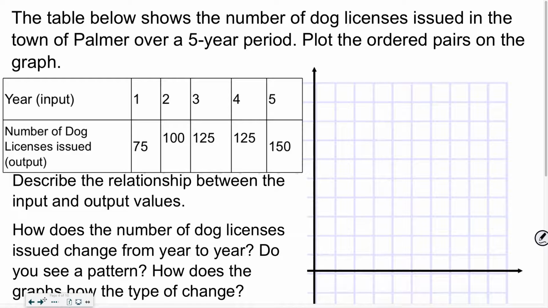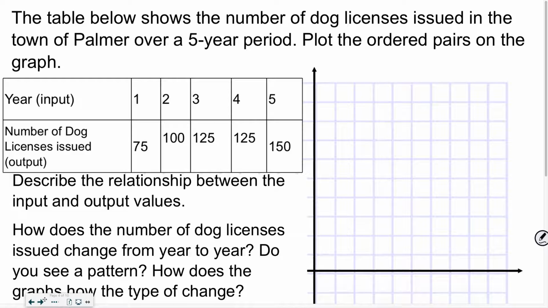So when you get a dog, you have to have a license for it. We tell my dogs all the time that they would get abducted. That way if you get lost or something, and also to show that they have the rabies shot. Yeah. But anyway, this is showing how many dog licenses in a town called Palmer over a 5-year period.